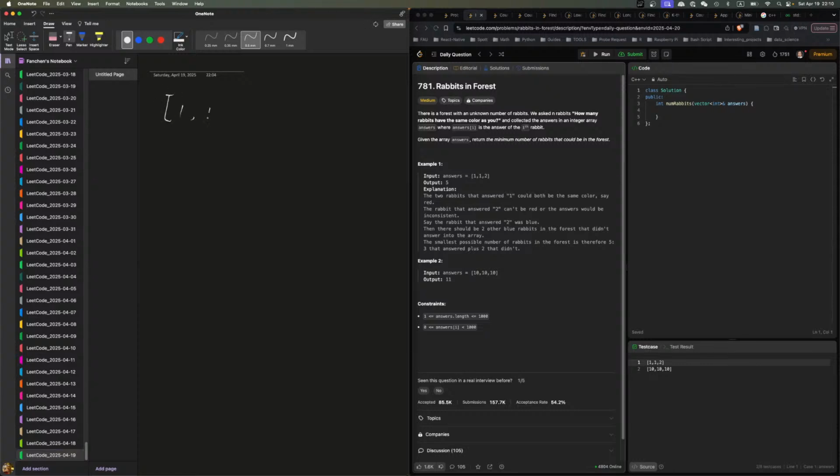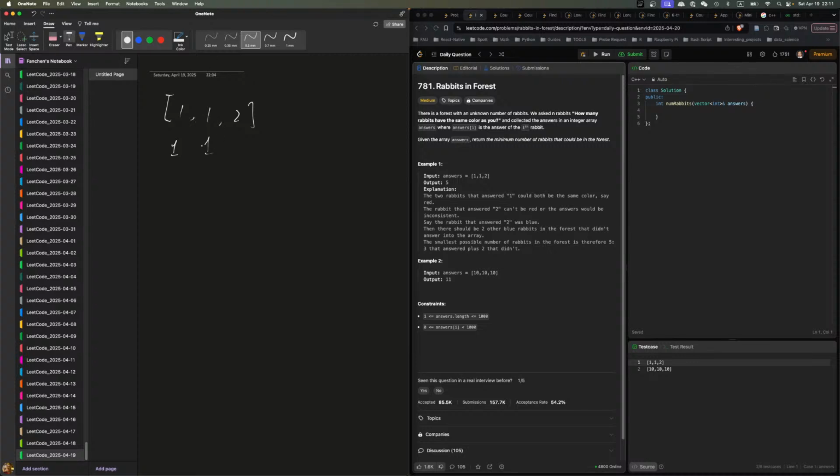So if I got 1, 1, 2, so how many is 1? That's unique. How many is this? Is unique. How many? 2. Wait, hold on. We ask n rabbits how many rabbits have the same color as you, and collect the answers. Given the minimal number of rabbits. So we ask n, this is like a sample of n, and then we want to know the population. That's very similar to what I'm actually working on.